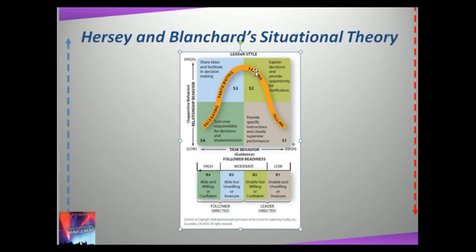So with this approach, the leader explains decisions and gives subordinates a chance to ask questions and gain clarity and understanding about work tasks. The next behavior, which is participating, is based on a combination of high concern for people and relationships and a low concern for production tasks. So the leader shares ideas with subordinates, gives them a chance to participate, and facilitates decision making.